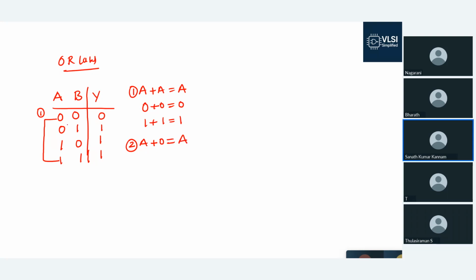And the second one, if you see, A or 0 equal to A itself. So A or 0 equal to A itself means this one and this one. This is second one. So that means A is 0 with 0, you are getting 0. A is 1 with 0, you are getting 1. That is second one. Third one, if you see, A or 1 equal to 1. A is 0 with 1. This is third one. For A is 0 with 1, you are getting 1, and A is 1 with 1, you are getting 1.